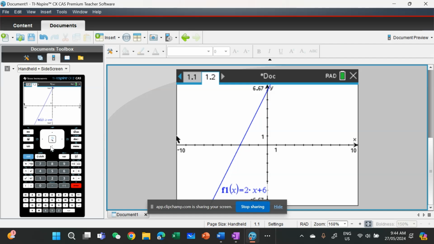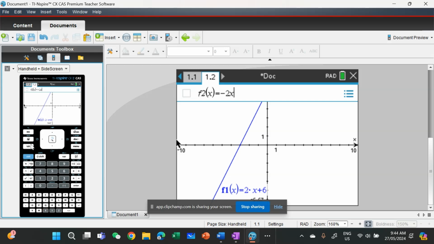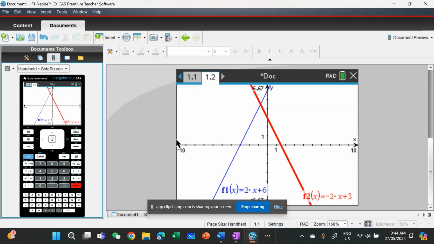Then I click another one. That's my f1, function 1 is 2x plus 6, and then I'm going to add a line. It will change to f2 now, so I use the tab and it gives you function 2. Now I enter another one, which is negative 2x plus 3. There you go, there are two lines. I'm going to set the window maybe like that. This way you can clearly see the intersection point.